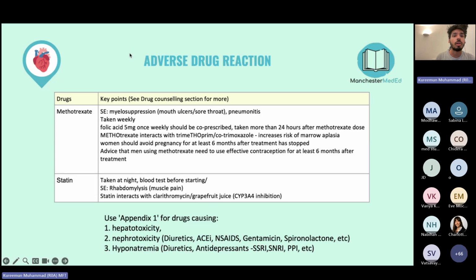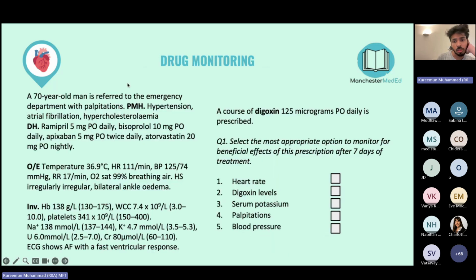Fine. So another drug with adverse drug reactions is methotrexate. I've written a lot there, especially how you take it weekly, and folic acid should be given weekly but taken more than 24 hours after the methotrexate. These are all the things they can ask you in the other section about drug management or drug counseling. And it interacts with trimethoprim or co-trimoxazole. And for statins, we've already talked about it. So you use Appendix 1 for drugs causing hepatotoxicity, nephrotoxicity, and hyponatremia. Next one. I think we've got 5 more slides to go before we finish.